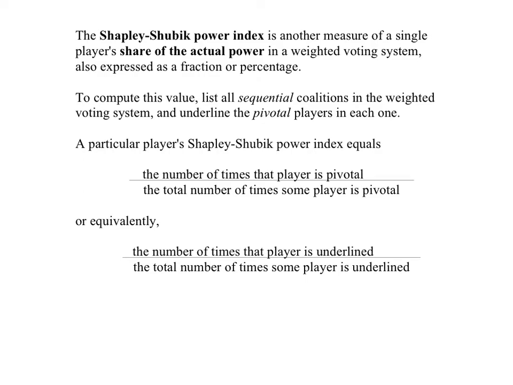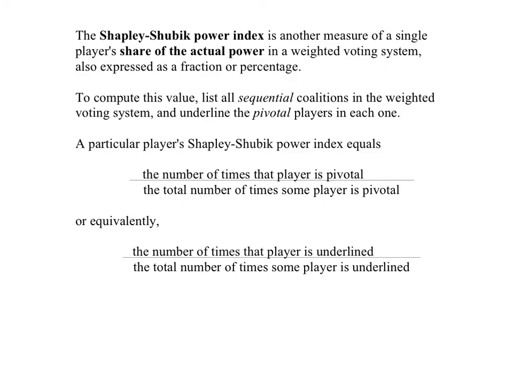So this is another way of measuring each player's actual power in a weighted voting system. And typically it too is expressed as a fraction or percentage of all the power, just as we did with Banzhaf's power index. Okay. So to compute the Shapley-Shubik power index, we do what we just did. We list all the sequential coalitions in the weighted voting system, very important to list all of them, and we underline the pivotal players in each, that is to say the pivotal player in each one. So a particular player's Shapley-Shubik power index equals the number of times that player is pivotal divided by the total number of times someone is pivotal.